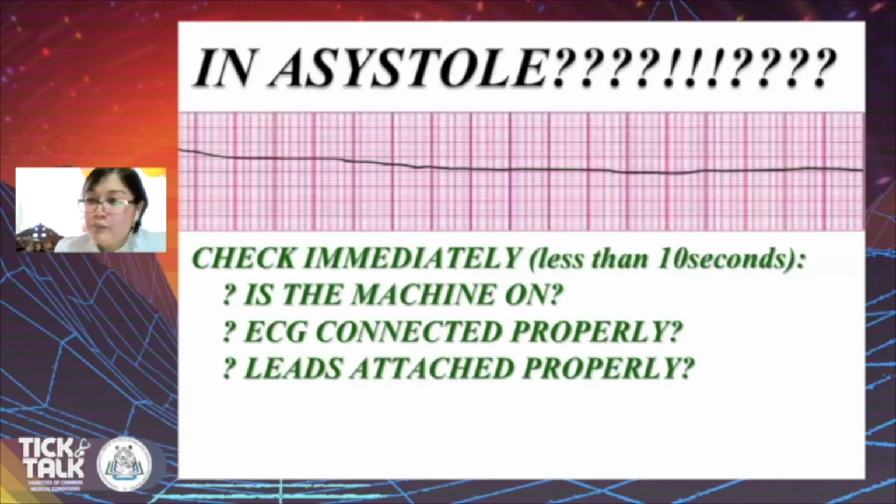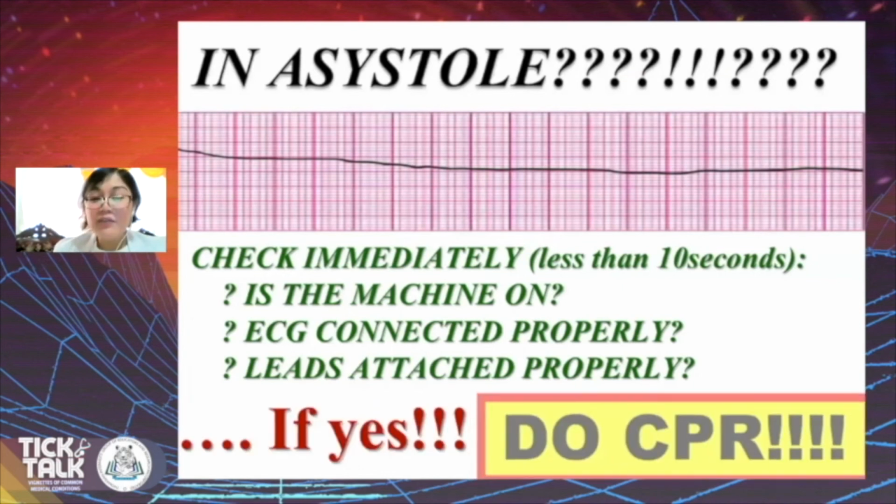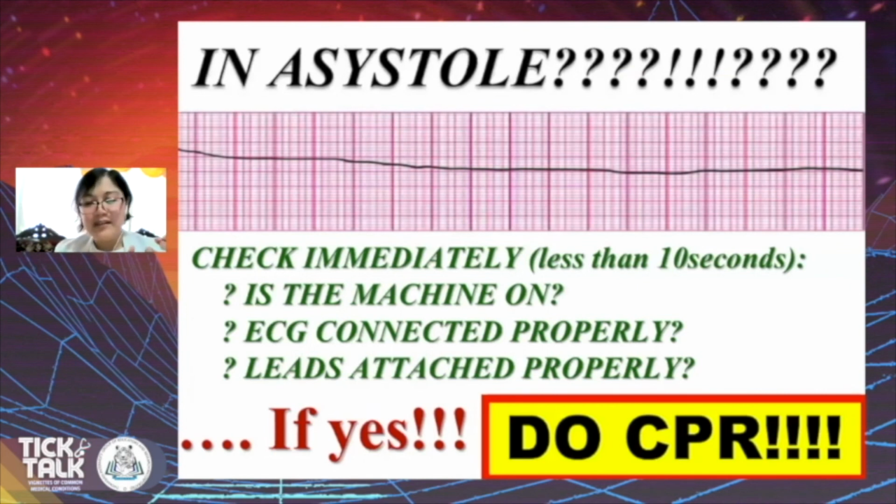We will have to make sure first if the machine is on, if the ECG is actually connected properly, and if the leads are attached properly. Because sometimes you get overexcited when we see a flat line. Of course, you don't immediately go and jump on the patient, start pumping, right? And start doing your CPR. You will have to do this routine check. Now, if all of these things are present, meaning the machine is on, everything's connected properly, then the patient is in asystole, please do CPR. Okay, I guess that would be for another lecture.